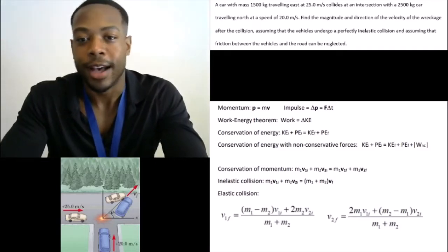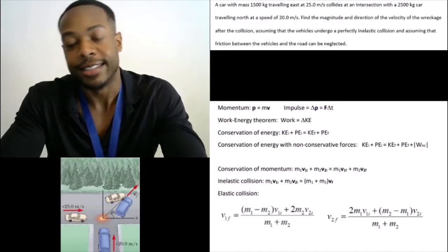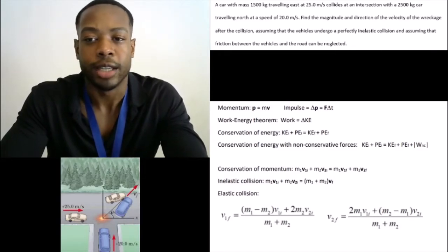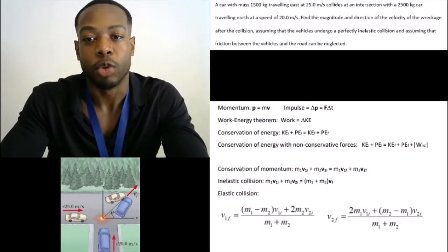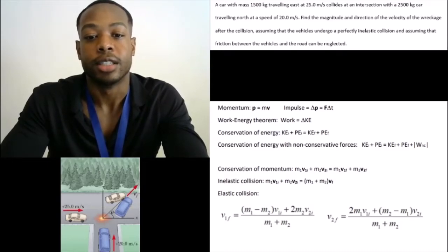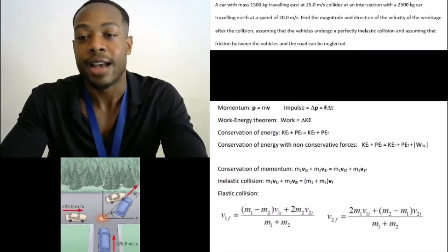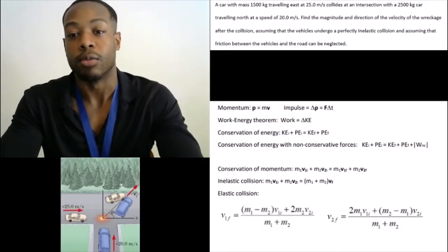So here we've got a car with mass 1,500 kilograms traveling east at 25 meters per second, colliding at an intersection with a 2,500 kilogram car traveling north at a speed of 20 meters per second. We want to find the magnitude and direction of velocity of the wreckage after collision, assuming that the vehicles undergo a perfectly inelastic collision, and assuming that friction between the vehicles and the road can be neglected.